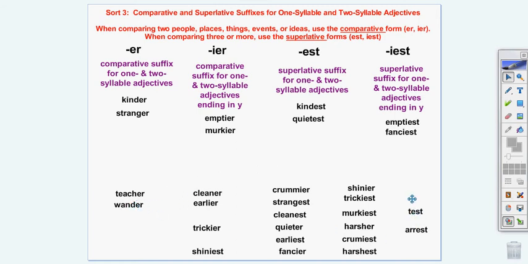The word test ends with the letters est, but we don't put it up here with our superlative adjectives because we are not comparing anything. We have a noun, the word test, and then also the word arrest. This is another word that ends in the est chunk, but it's not used as a superlative suffix. We're not having the most ARR of anything. So we're just going to leave those off as oddballs.